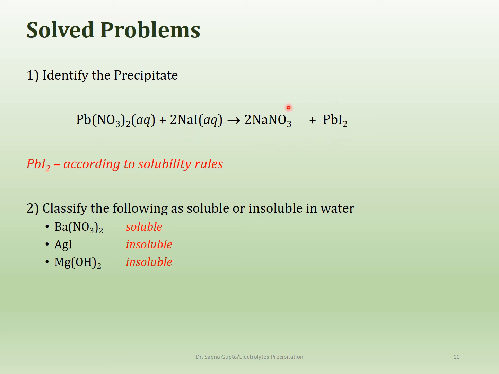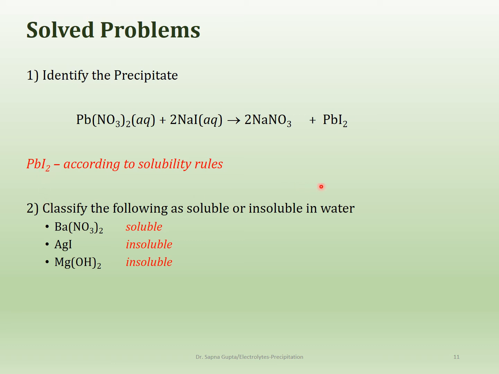Then you look at your solubility rules, and you know that you have sodium. If you have sodium, it's always going to be soluble, which means that this is soluble. Iodides, on the other hand, have exceptions, and lead iodide is one of those exceptions. So lead iodide is going to be the precipitate here.